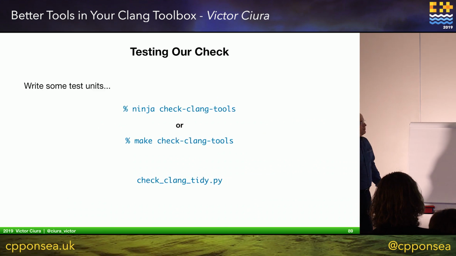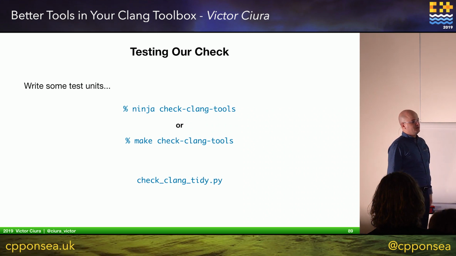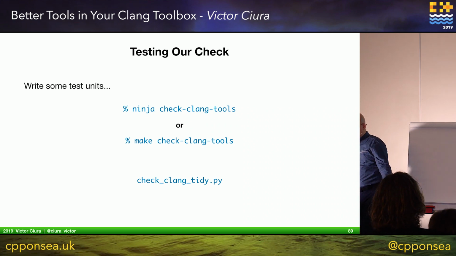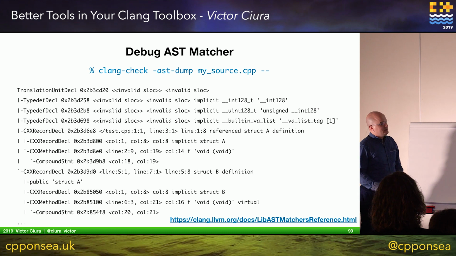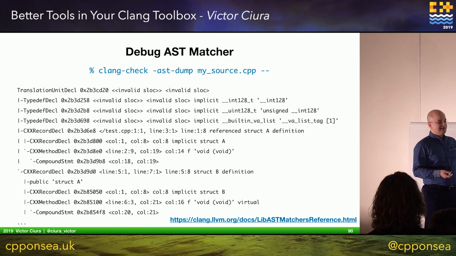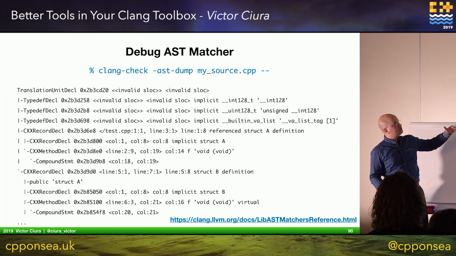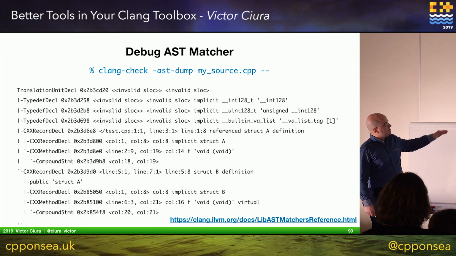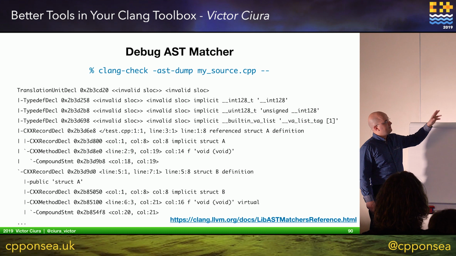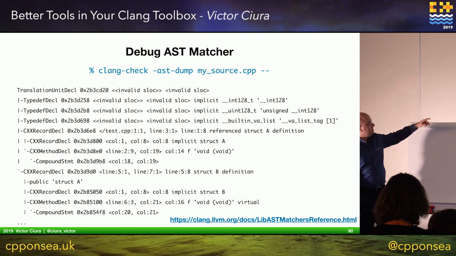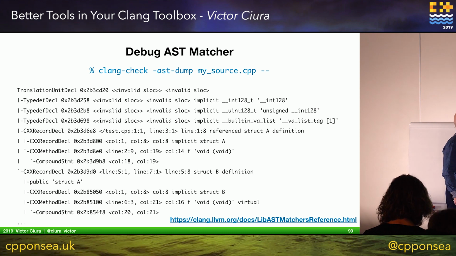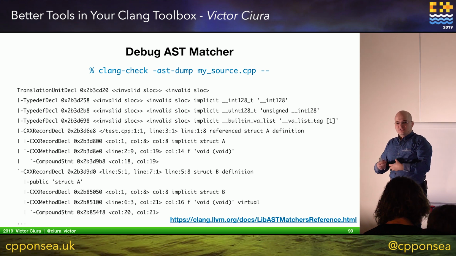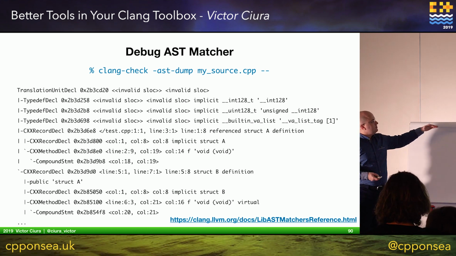You can write unit tests for your checks. There's even a script that generates some sample files to get you started, but you have to write those yourself. Of course, the most difficult part of writing a Clang-tidy check is actually getting used to the AST matcher and how it works. To get you started, you can use the Clang check tool that's built into LLVM, and you can dump the AST for your CPP and examine its structure and see, oh, I'm going to target this record declaration, or I'm going to target this method declaration. So you can basically just discover the structure of your source code and see what you need to match there.